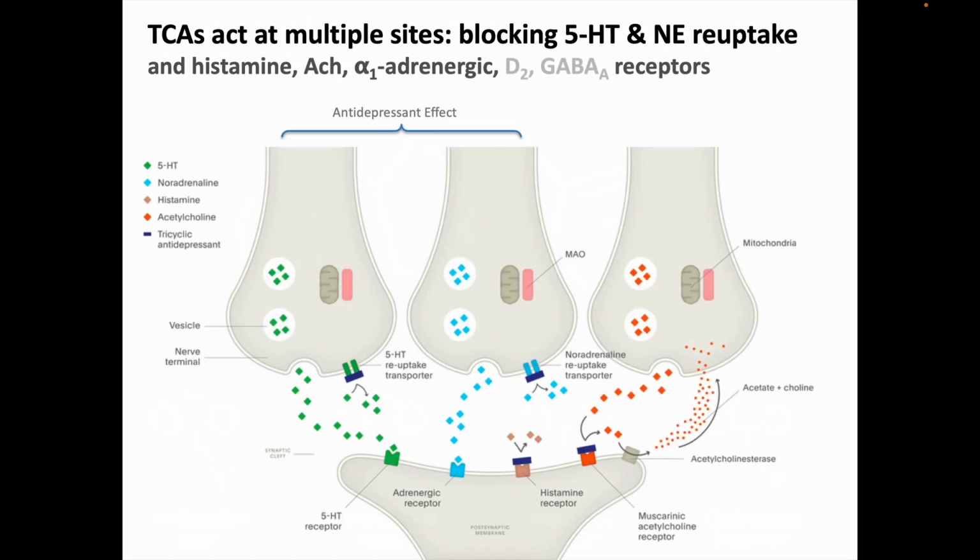Speaking of which, TCAs are very promiscuous in terms of the number of receptor systems they affect. They block reuptake of serotonin, 5-HT, and norepinephrine, which is probably related to their therapeutic effect as antidepressants, but they also block histamine receptors, muscarinic acetylcholine receptors, alpha-1 adrenergic receptors, and others. There's very little specificity here. And many TCA side effects and toxicities are predictable based on the various receptors they block.